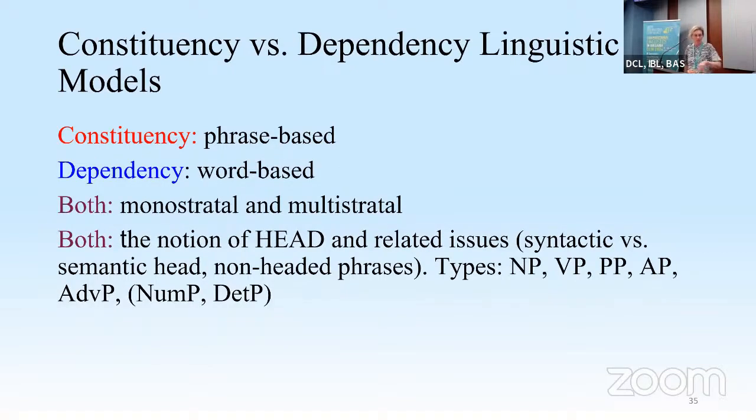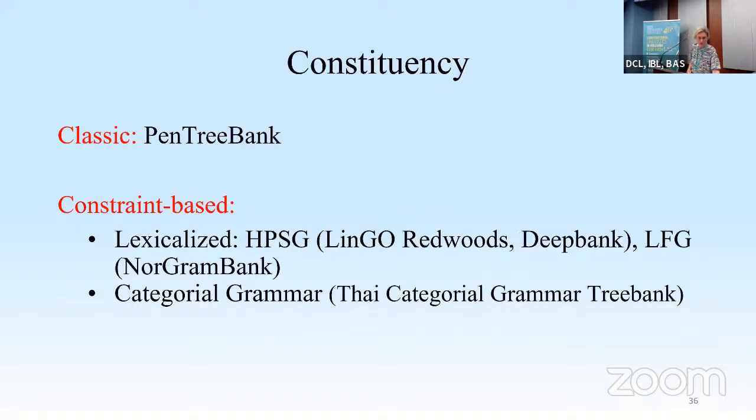Okay, so again, about constituency and dependency, phrase-based, word-based, both have problems, common problems, and also both are connected. Because from words you can make phrases, and phrases very often have head words. Okay, so the constituency, we have the Penn Treebank, as I said, and I also mentioned the lexicalized grammars as constraint-based, but also the categorial grammar. I'm not so familiar with this framework, but a lot of work is ongoing there.